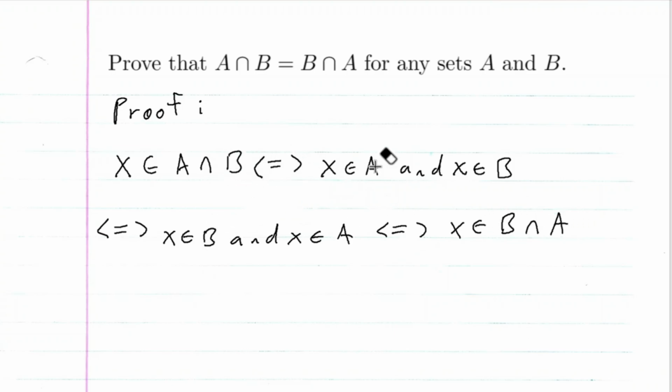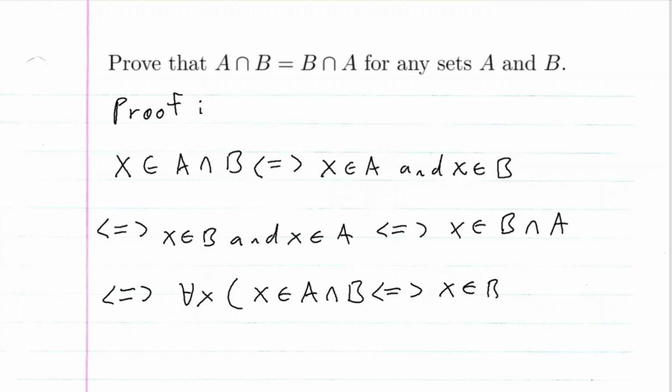Because we use the definition of each of these statements, right? So by definition, this means that for every X, X is an element of A intersection B if and only if X is an element of B intersection A. And this statement states that A intersection B is in fact equal to B intersection A, right?